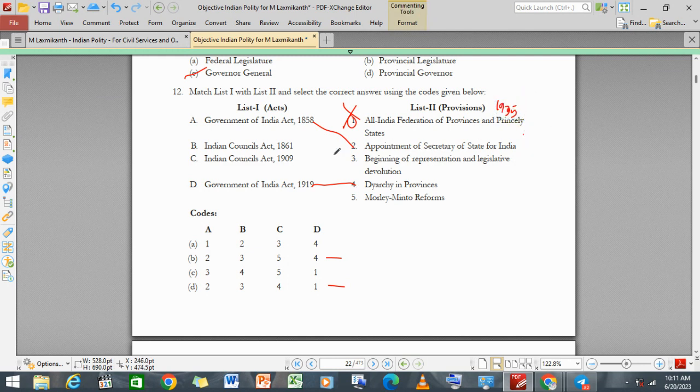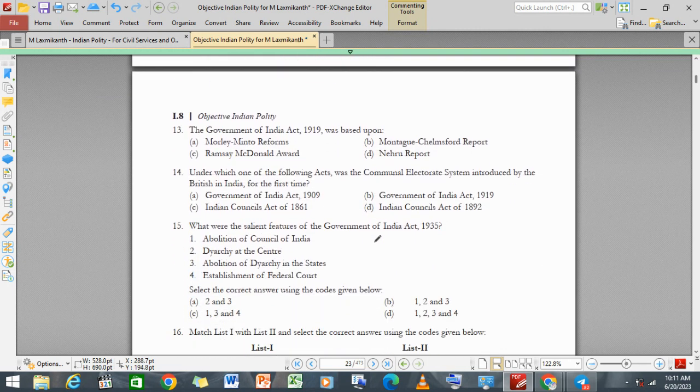Again, Indian Council Act of 1861, beginning of representative legislative devolution. Yes, it's quite true. And then we have the Indian Council Act of 1909, the Morley-Minto reforms. So the answer is B, definitely, as I got it from the very front only by thinking of this. All right, let's move forward.